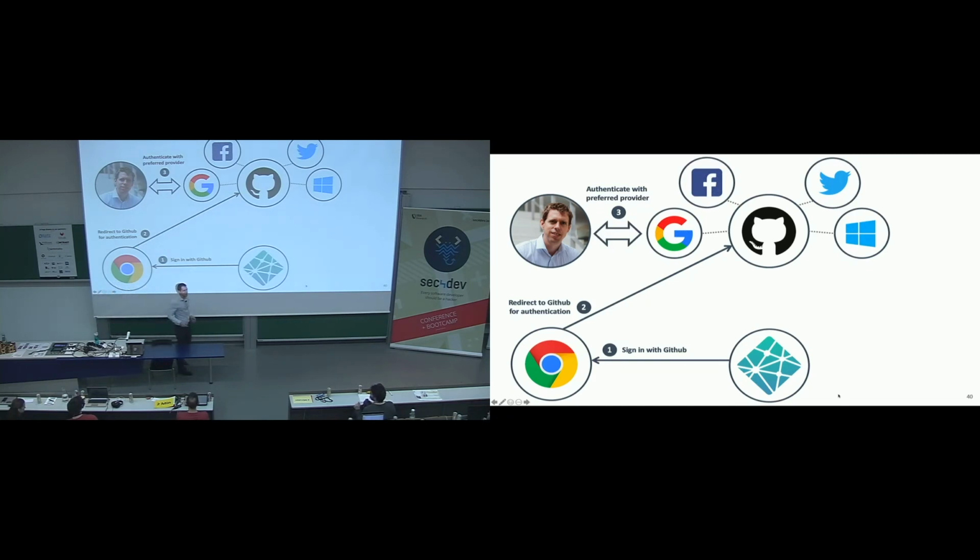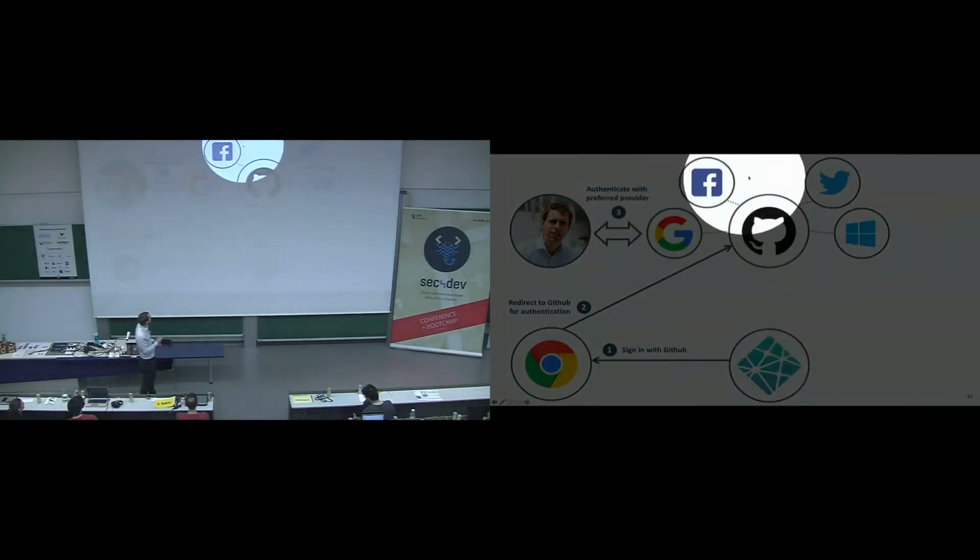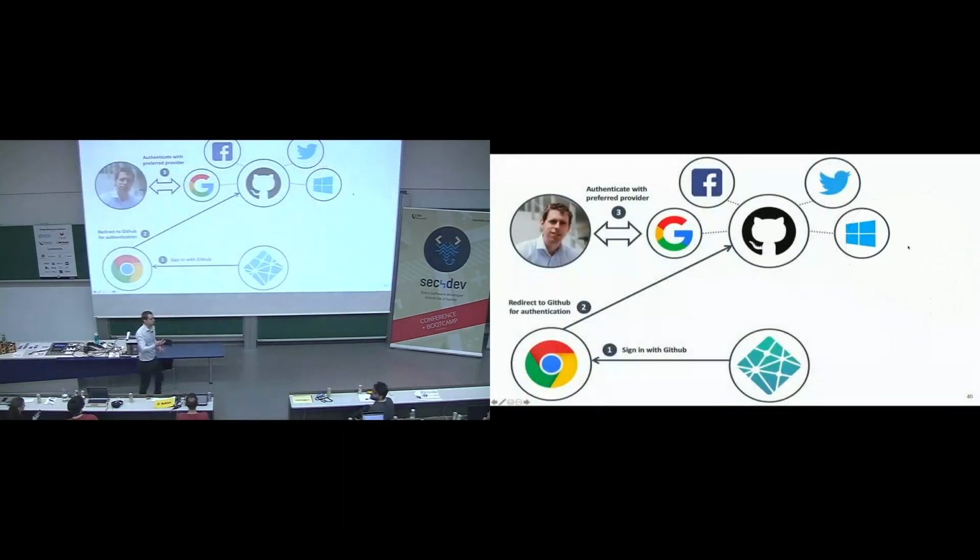Anyway, this is a federation scenario I was talking about. Sorry for that small interruption. Basically, GitHub could delegate, again, to other providers, and even internal services like your Active Directory service from your Windows domain. That's called federation or brokering or whatever you want to call it.